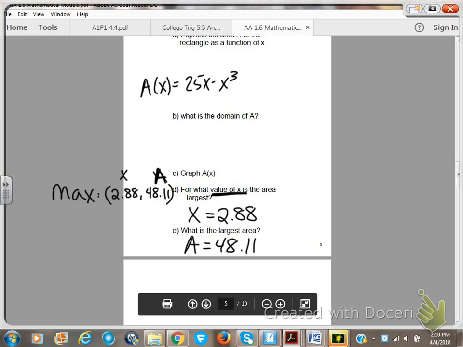Example 3. Dylan has got a blank line. You ready? Yeah, I got it. All right.